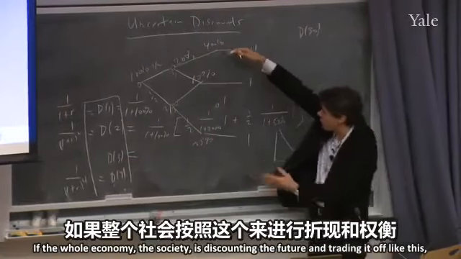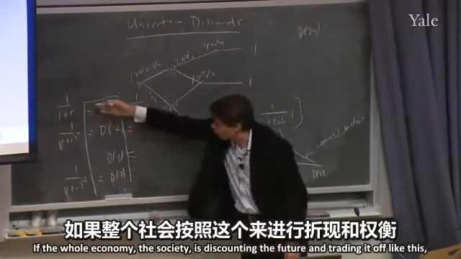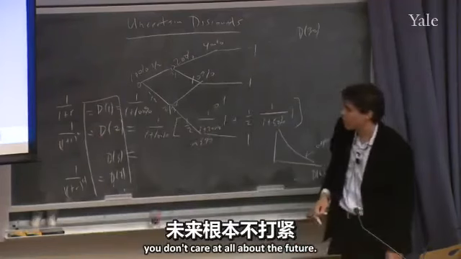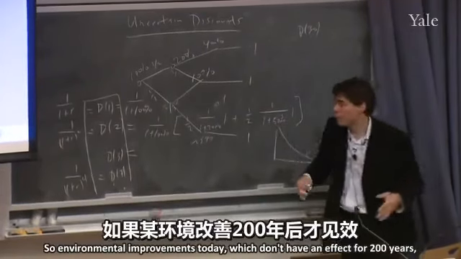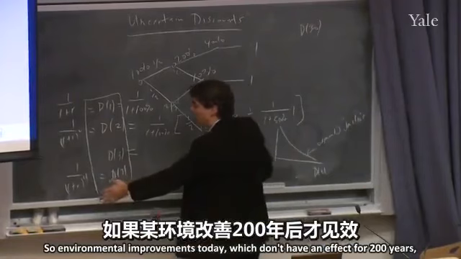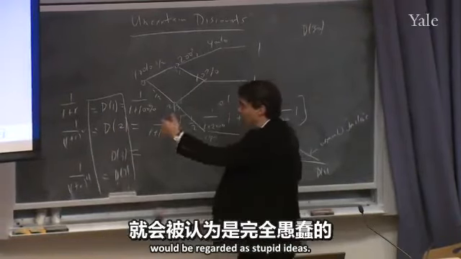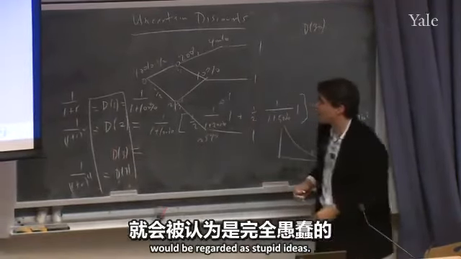If the whole economy or the society is discounting the future and trading it off like this, you don't care at all about the future. So environmental improvements today, which don't have an effect for 200 years, would be regarded as stupid ideas.